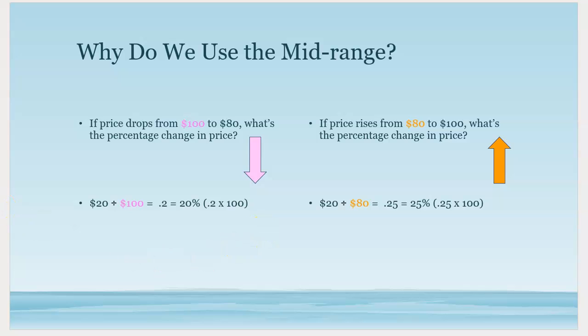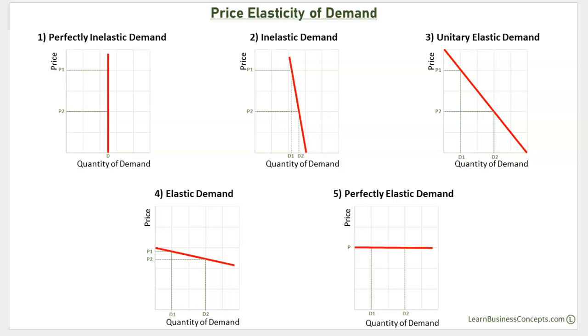Now, as far as the types, there are 5 types of elasticity of demand. It can be inelastic, perfectly inelastic, elastic, perfectly elastic, or unitary elastic, also known as equals 1, when it equals 1. Okay, so let's look at them a little bit. Unit or unitary, depending on who's writing it.